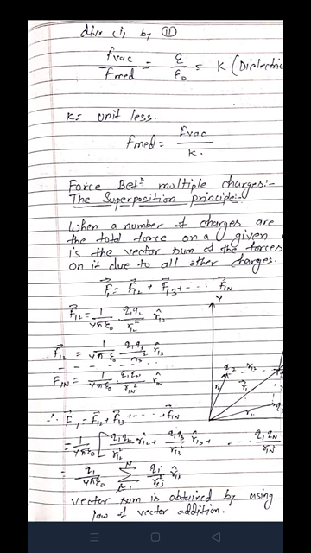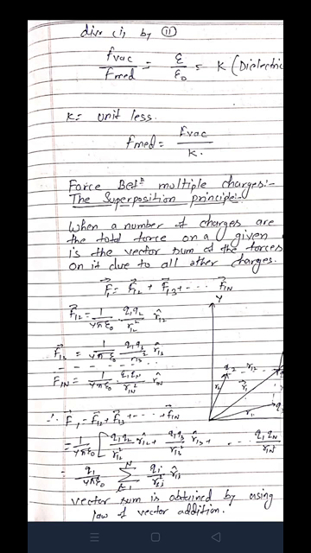To find the total force, you need to add all the forces acting on the charge q1. So we have added F12 plus F13 plus dot dot dot F1n, the vector F1. As 1 by 4 pi epsilon naught and q1 are common in all, we have taken them common. What is left is q2, then q3, then qn, then r12 square, r13 square, r1n square, and the unit vectors for direction.